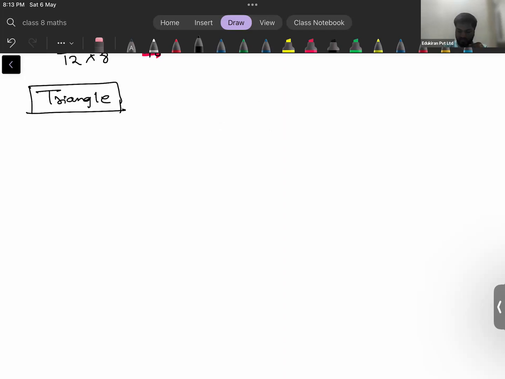It could be like this, in which all the sides are equal. It could be like this, in which only two sides are equal. Or it could be like this as well, in which none of the sides are equal. So we can draw triangles like this.